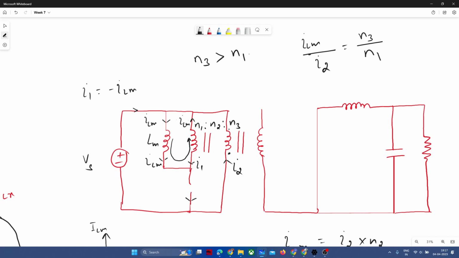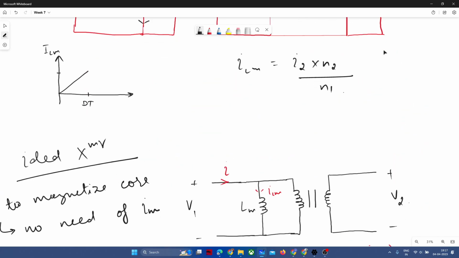Sir, this ILM is divided by I2. Where this you are telling this ILM upon I2. So this should be equal to N3 upon N1. ILM by I2 can be written as ILM N3 by N1. And see, here I derived step by step.